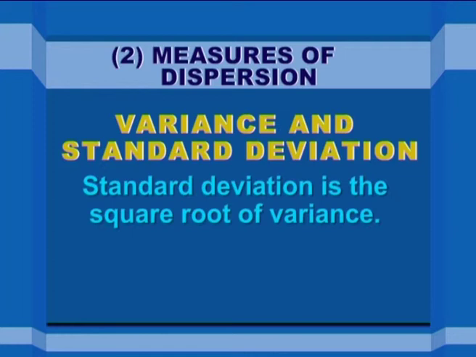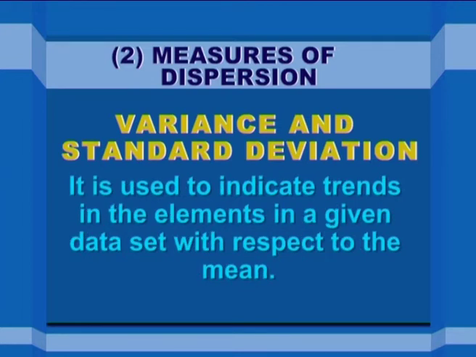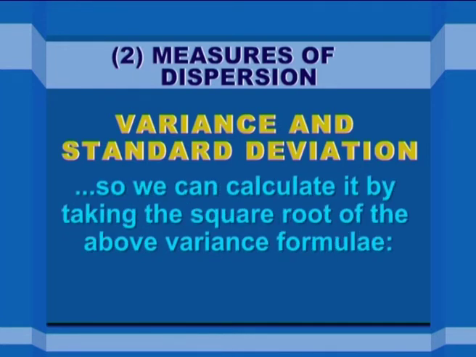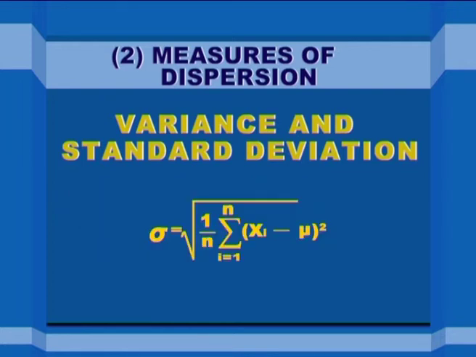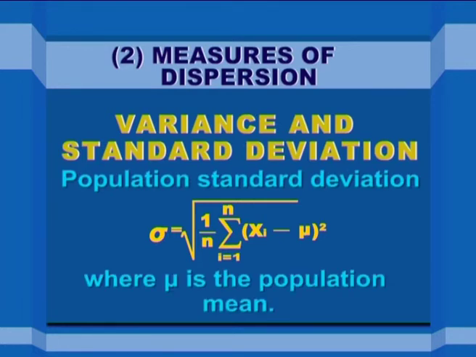Standard deviation is the square root of variance. It's a measure of how precise the mean of population or sample is. It's used to indicate trends in these elements in a given data set with respect to the mean. Standard deviation is simply the square root of variance, so we can calculate it by taking the square root of the above variance formula. Population standard deviation, where mu is the population mean.